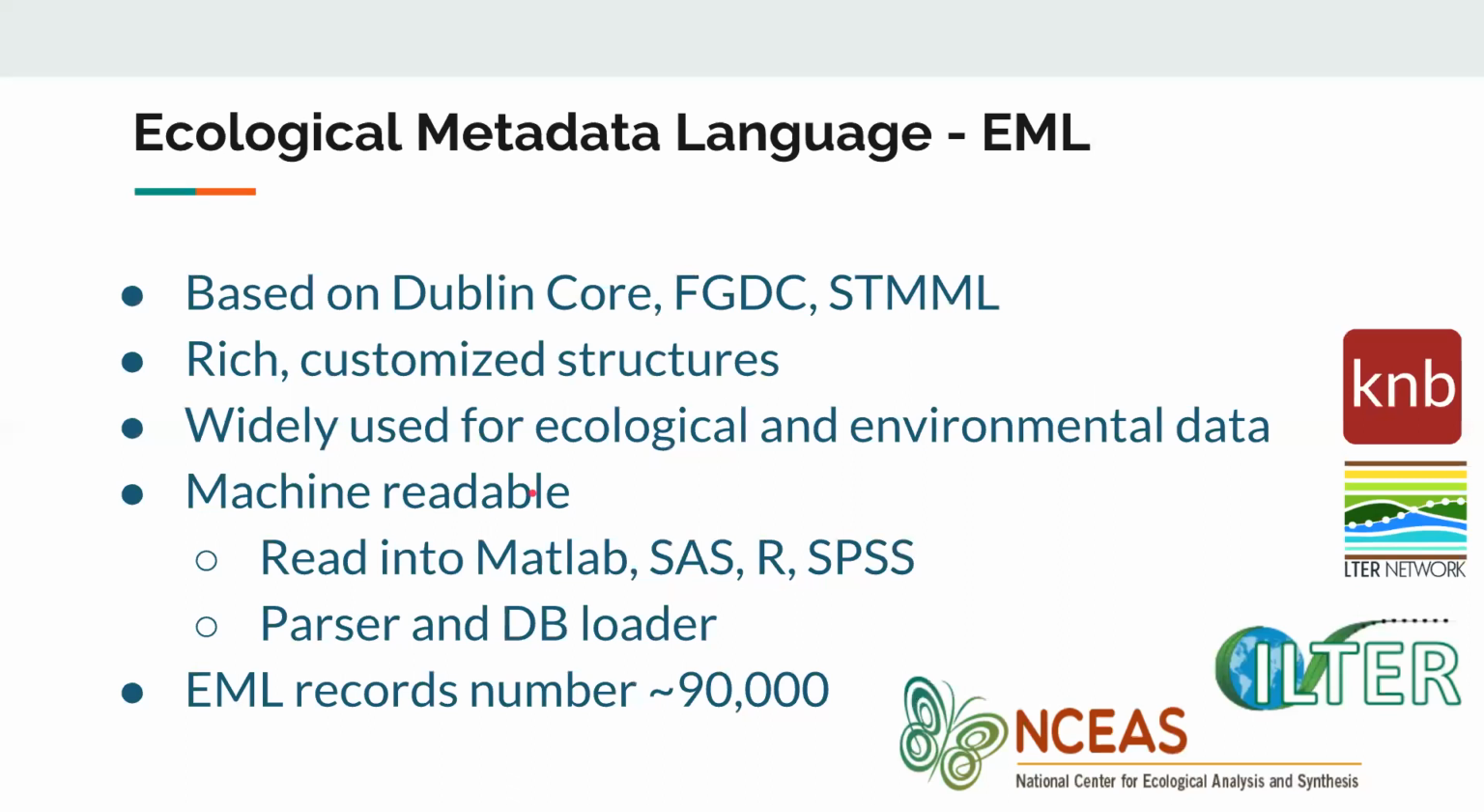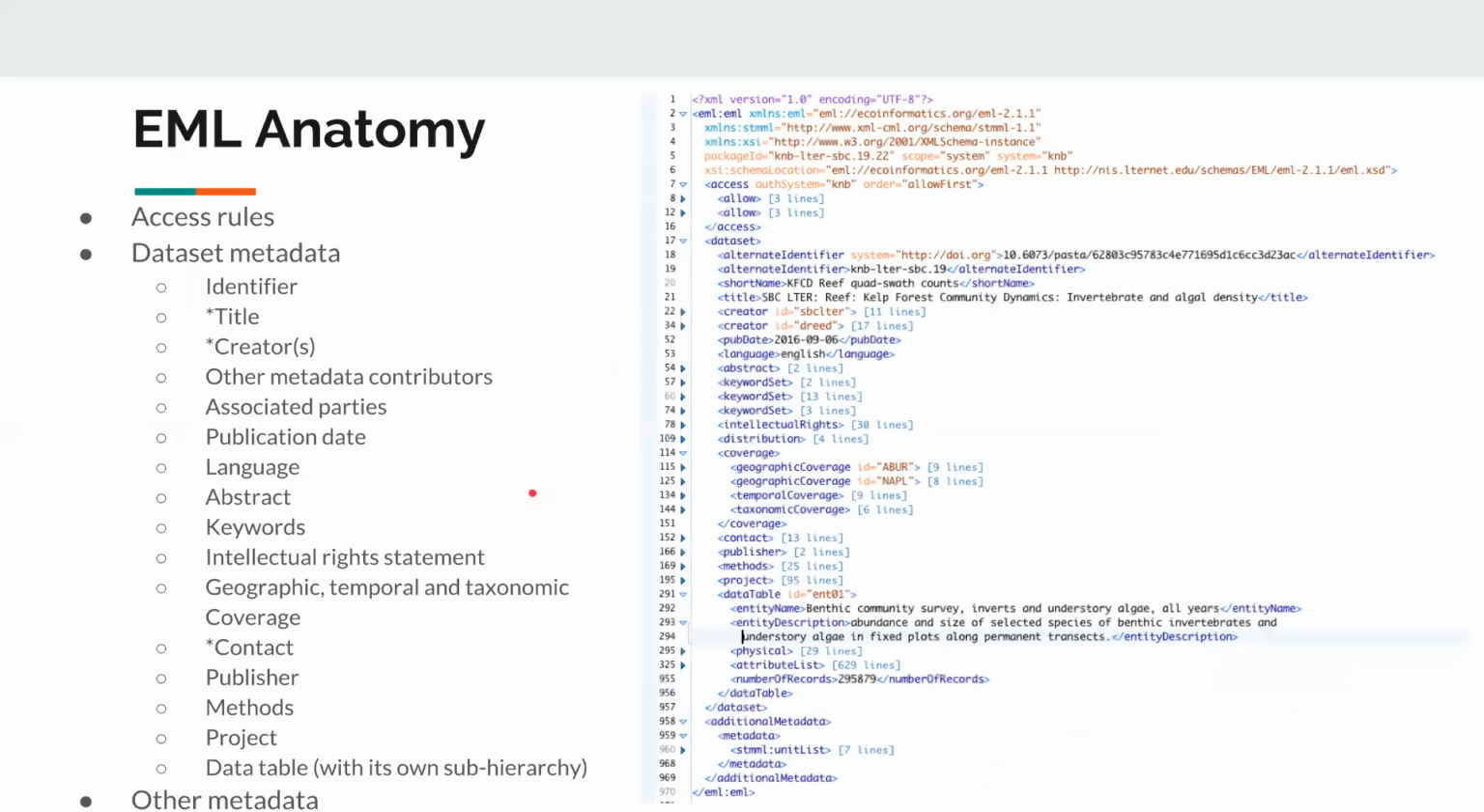I'm going to talk a little bit about EML anatomy. Because it's hierarchical, you think of the metadata about a data set as a tree. So on the left is a list of the elements in that tree.